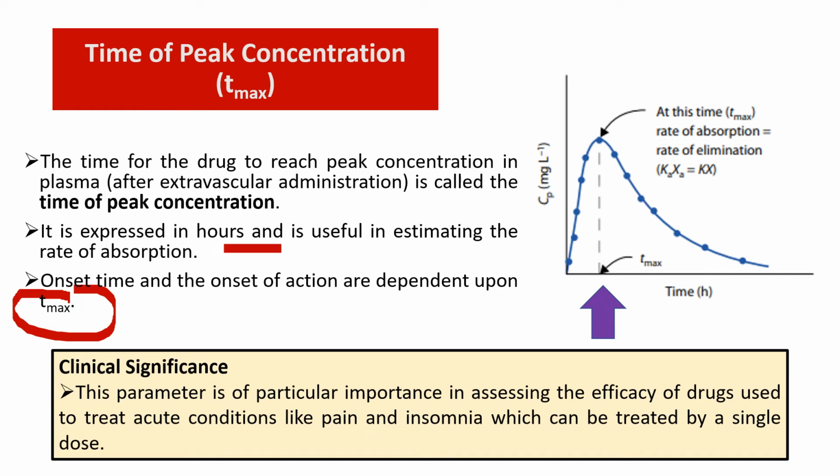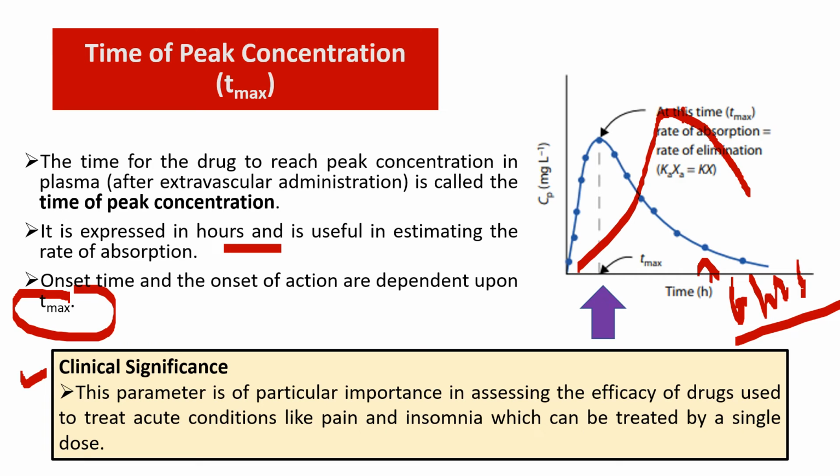So what exactly is the clinical significance of Tmax? This parameter is of particular importance in assessing the efficacy of drugs used to treat acute conditions like pain and insomnia, which can be treated by a single dose. If the Tmax were around 6 hours, and you're suffering from excruciating pain, and it takes 6 hours for a drug to reach the peak concentration, that has no value in that case.